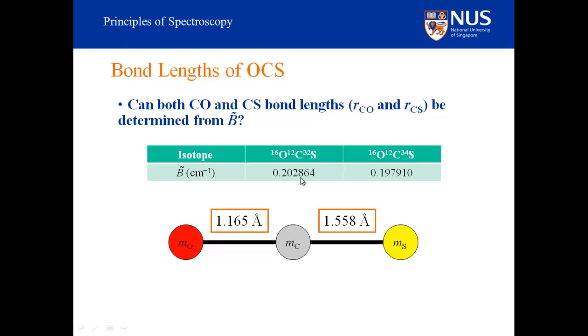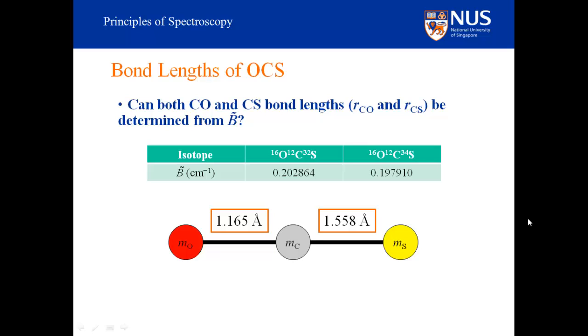Well, we can get the second value for B for this system if we substitute a different isotope of sulfur, in this case sulfur 34. Because it has a different mass, it will have a different moment of inertia, and so a different value of B. This time, the value of B is 0.197910 wave numbers. But the thing that we know is that the bond length or structure of the molecule itself won't be different when we make this isotopic substitution.